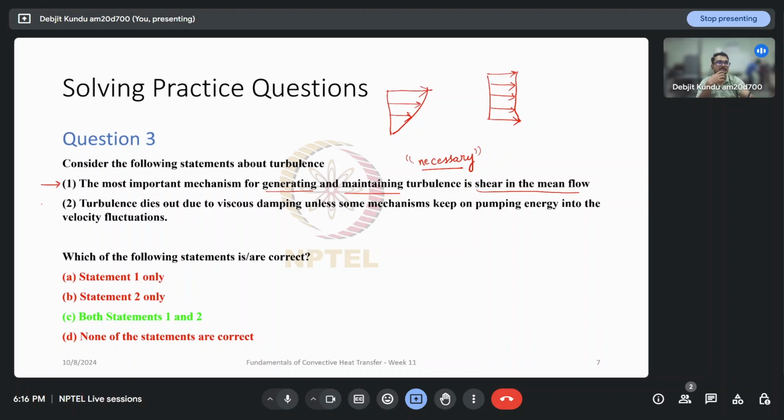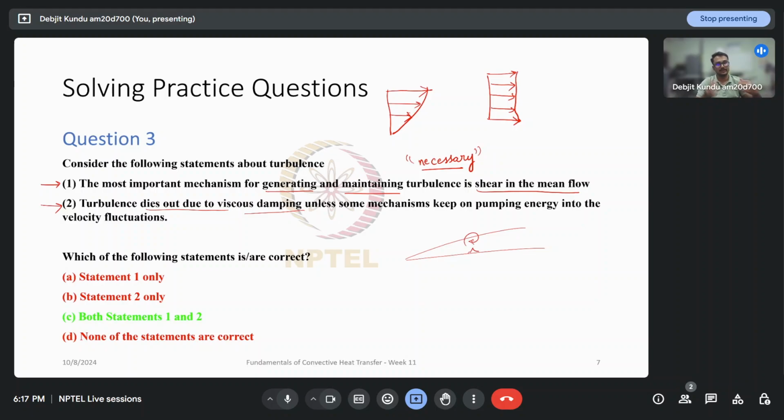And the second statement tells us that turbulence dies out due to viscous damping unless some mechanisms keep on pumping energy into the velocity fluctuations. So that is true as well. So let's say I have something like a flow over a flat plate, and this boundary layer becomes turbulent at some location. So it could be due to surface roughness or things like that. So if I just create one perturbation, that perturbation will ultimately die out due to viscous damping.